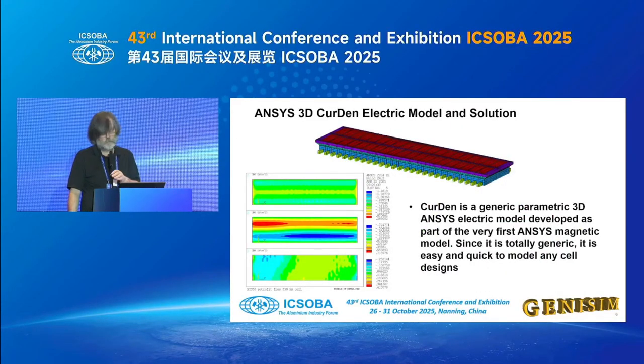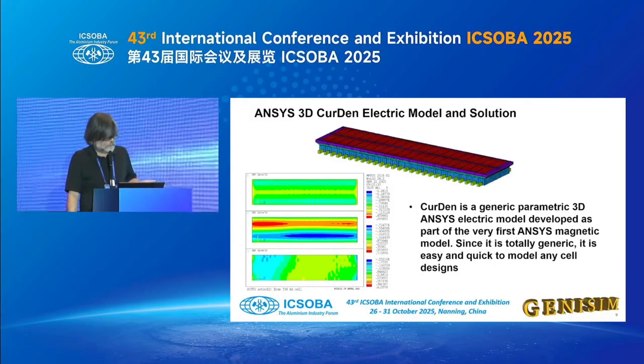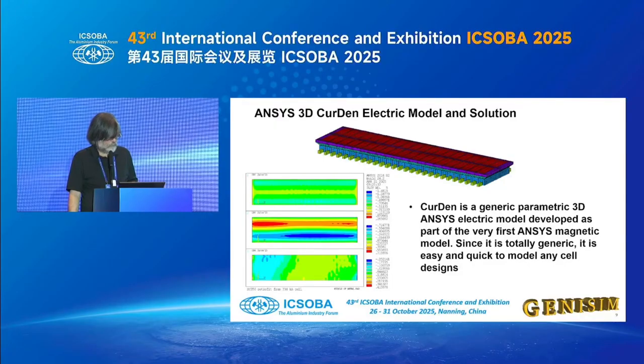You can obtain something the same using ANSYS, but a different type of model in ANSYS. This one is a full 3D. It's parametric, so you can create the geometry very quickly for any cell design. And then you compute the current density in the metal pad in 3D. And this is the solution that I obtained with this model that is electric only.